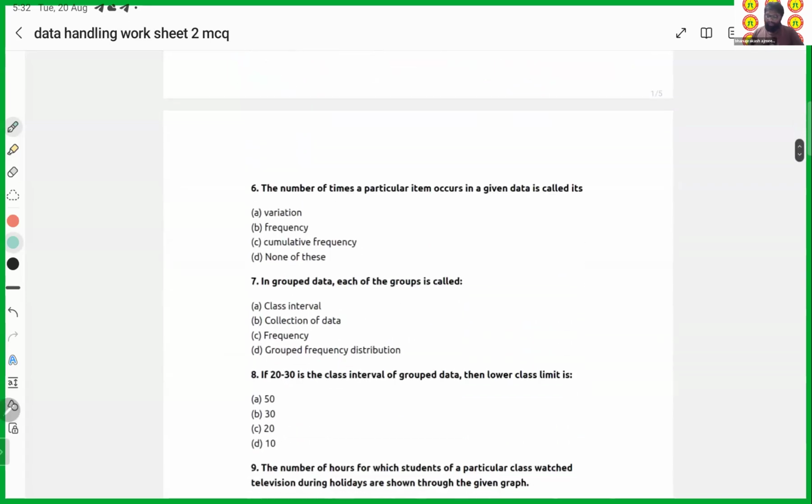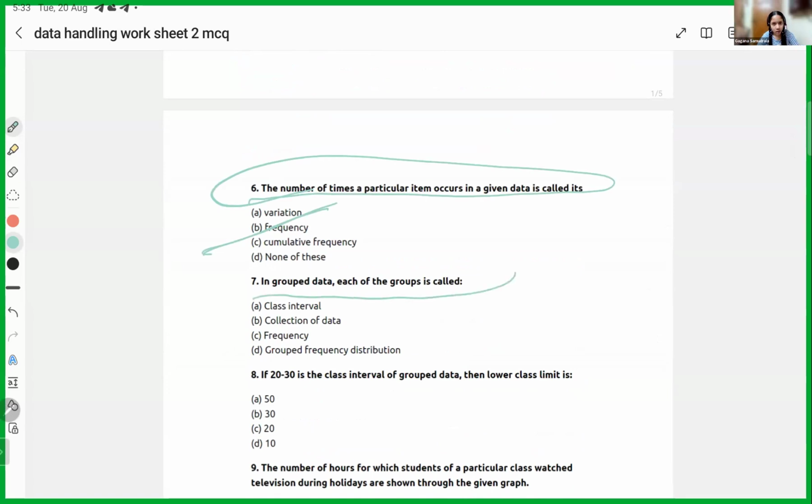The number of times a particular item occurs in a given data is called frequency. In a group data, each of the groups is called class interval.